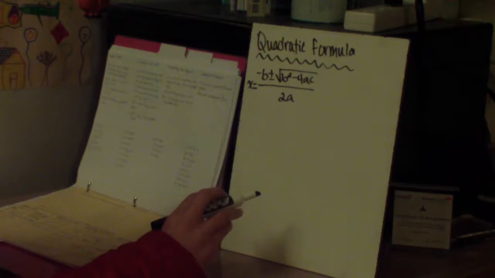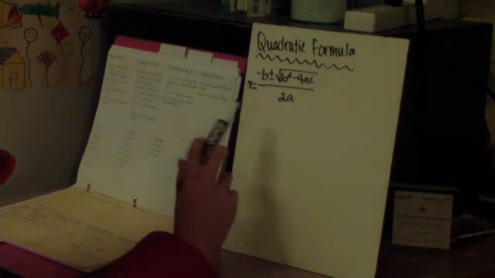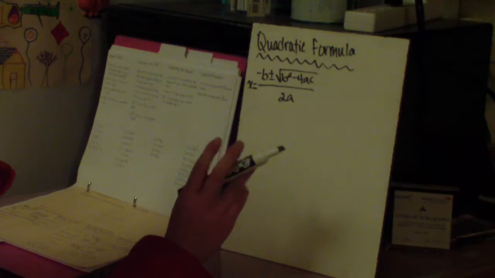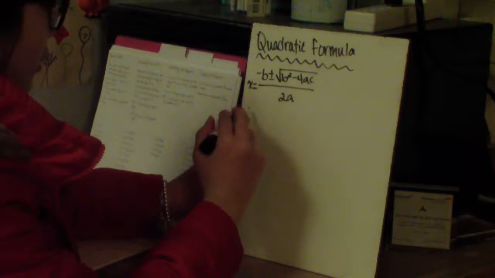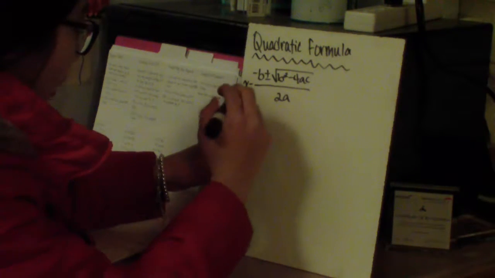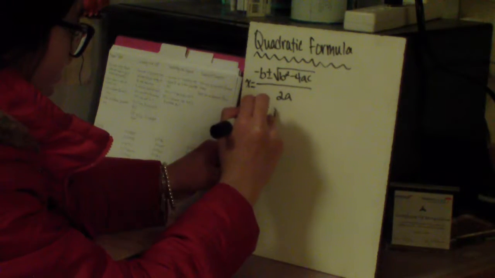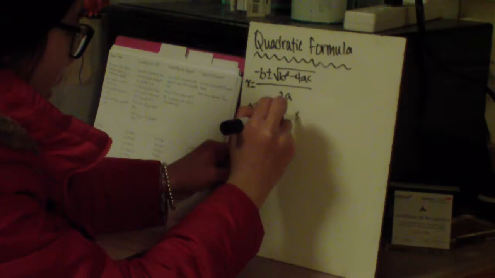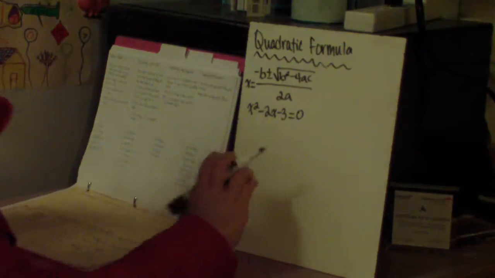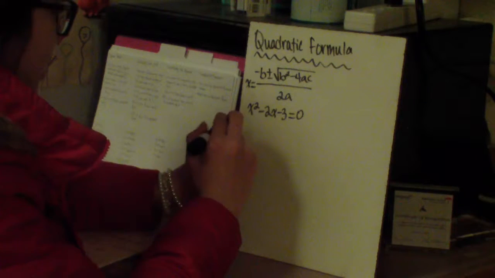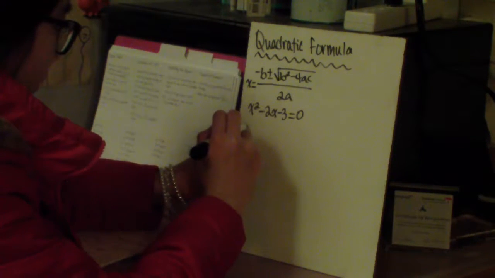So remember that in the equation, a would be the first value, b is the second value, and c is the third value. So I'm going to use the same example I've probably used for all my other videos. So it's x squared minus 2x minus 3 equals 0. So the a value is 1, the b value is negative 2, and the c value is negative 3.